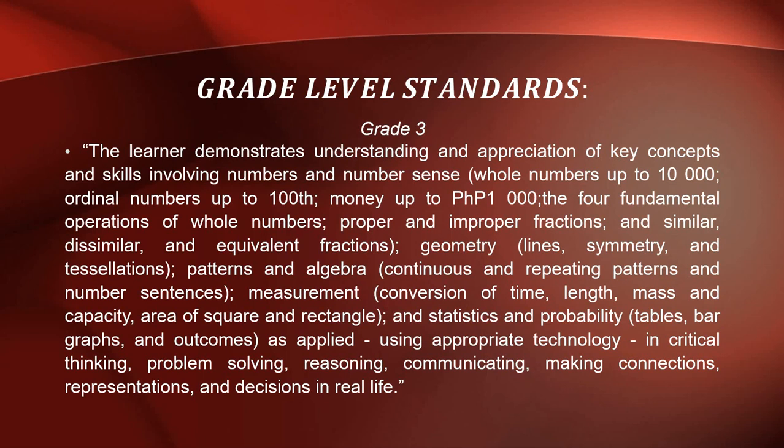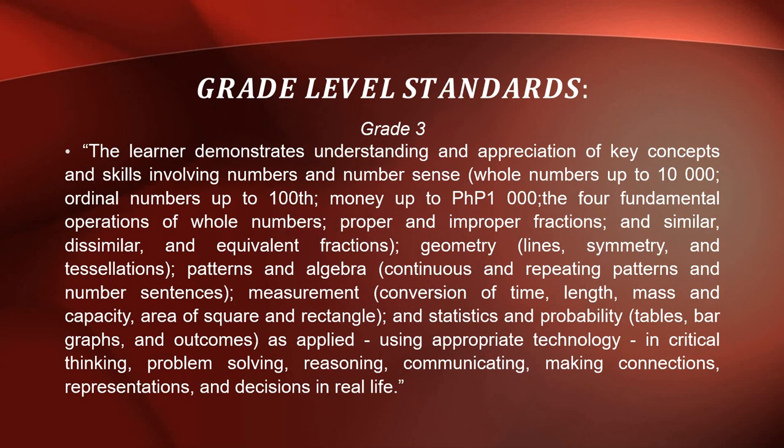So proper and improper fractions is only introduced in grade 3, similar and dissimilar fractions also, and also equivalent fractions. So you can see that it is already getting more complicated. So that's why we have the spiral progression of the topics. And next we have geometry, involves already line symmetry and tessellations. Next is patterns and algebra. We have continuous repeating patterns and number sentences, exactly the same as grades 1 and 2, but level of difficulty is higher. Measurement, conversion of time.